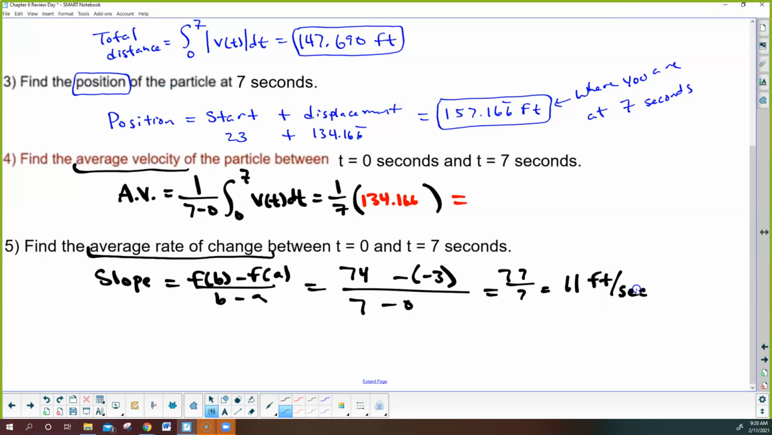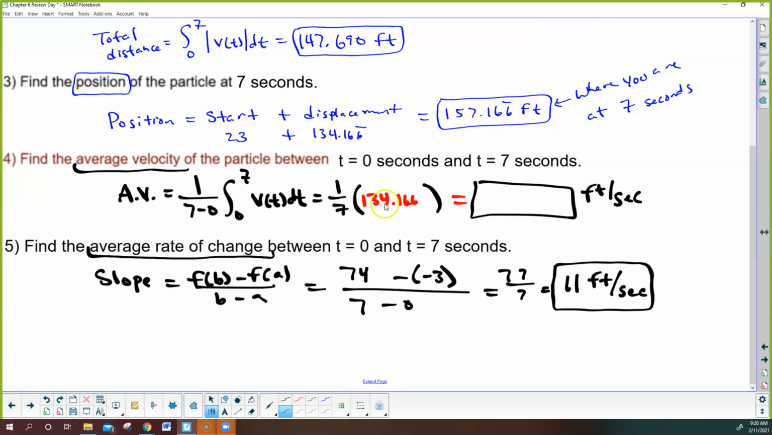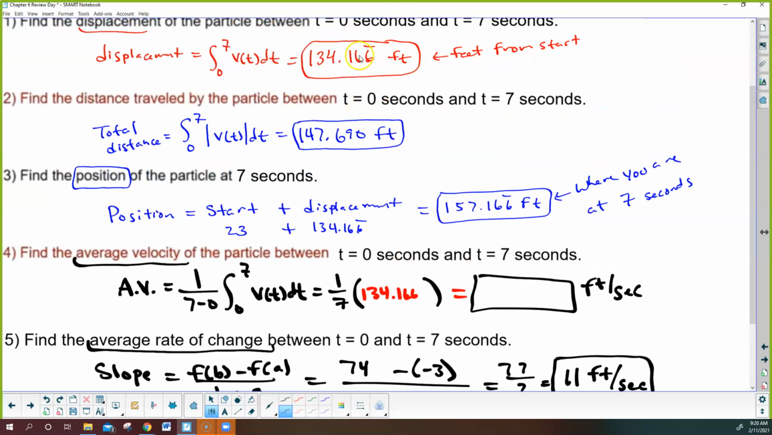feet per second. Now notice, why is it feet per second? Because we took the change in feet, or the change in distance, over the change in time. So that is feet per second. Okay? And this answer here, the average value, would also be feet per second, whatever that answer was. Why is it feet per second? This red answer was the total feet that I went from the start, and then dividing by the change in the time. So average value is still in feet per second.